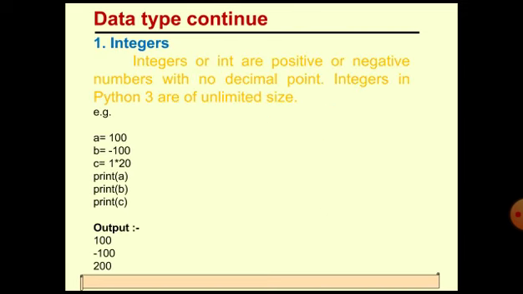So first of all, if you want to use any integer, what are integers? Integers are positive and negative numbers with no decimal point. For example, here we are using three variables a, b, and c. We are storing 100 in the variable a, -100 in b, and in c we are storing the result of an expression. This expression will first be evaluated, the result is 20, and this 20 will be stored in the variable named c. If you print these three variables, they will display the output as shown in the example given here.